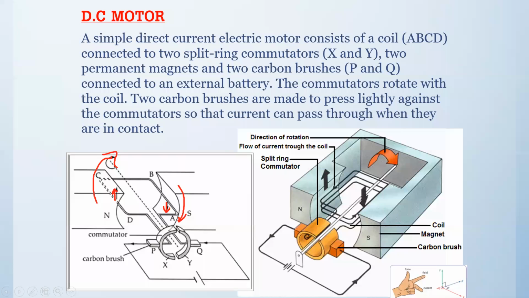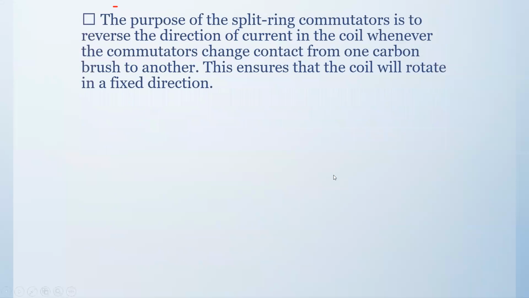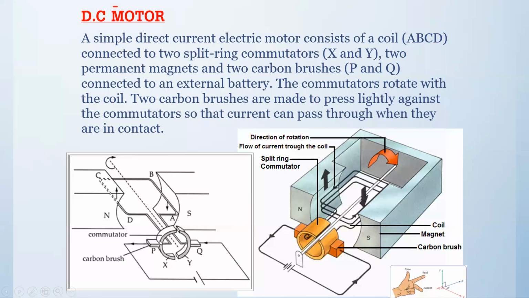On the left hand side, we have X, and on the right hand side, we have Y. But as the coil flips, as it rotates, the position of X and Y also changes. First X is on the right hand side, Y is on the left hand side, and AB on the right and CD on the left. But as it flips, now what will happen? This will be Y, this will be X, this is CD, and this will be AB.